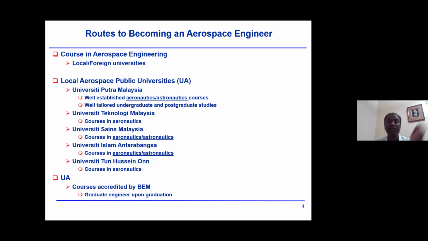All these public universities, including Universiti Putra Malaysia, are accredited by the Board of Engineers Malaysia. That means when you graduate, you can call yourself an engineer. But if you graduate from a university offering technical courses, or even a bachelor in aeronautical, but the programs are more related to aircraft maintenance, you should be calling yourself an aircraft technician. So that is very important.